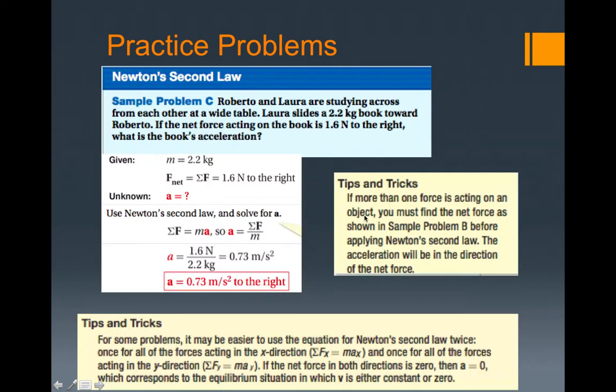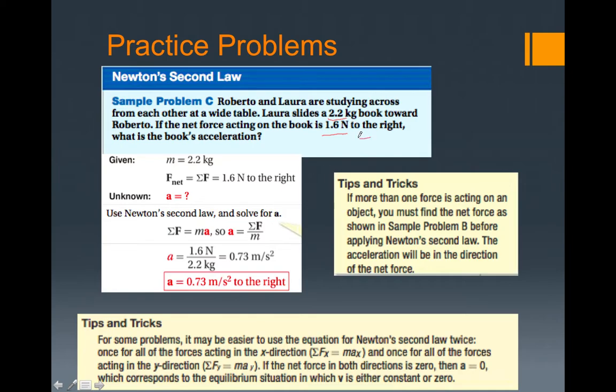So for example, Roberto and Laura are studying across from each other at a wide table. Laura slides a 2.2 kilogram book toward Roberto. If the net force acting on the book is 1.6 newtons to the right, what is the book's acceleration?